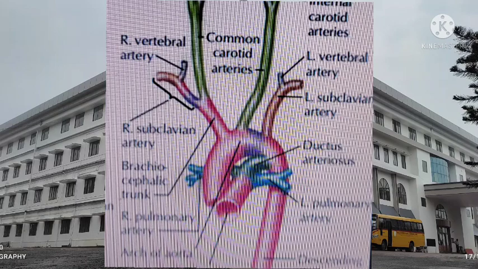The left subclavian artery arises from the arch of aorta. Therefore, it possesses the thoracic part in addition to the cervical part. The left subclavian artery is developed from the left seventh intersegmental artery.